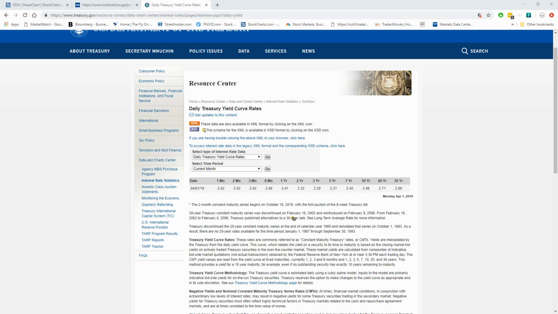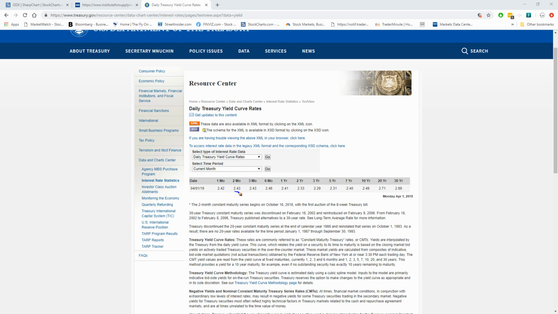Here's the data right now. And in a yield curve, generally, the front end is cheaper than the back end. And we do have that, right? We absolutely have that going on. And the 30-year back here is 2.89. The 1 month is 2.42. That's not much of a curve. That's not much of a difference here, but it is a positive yield curve.